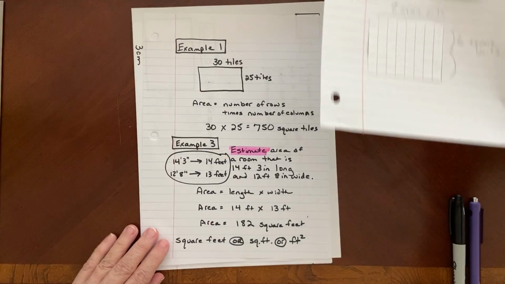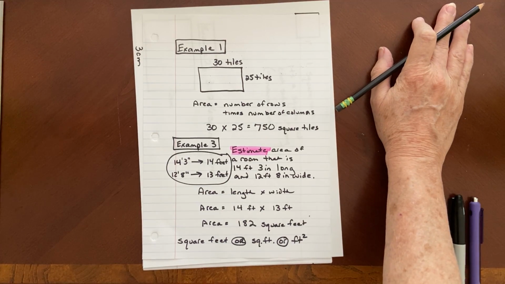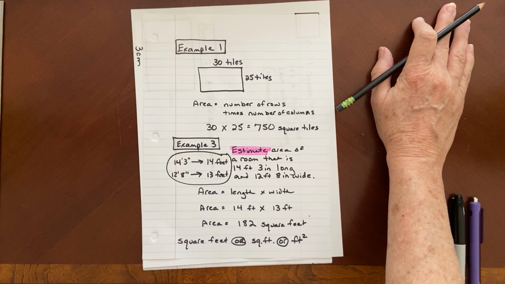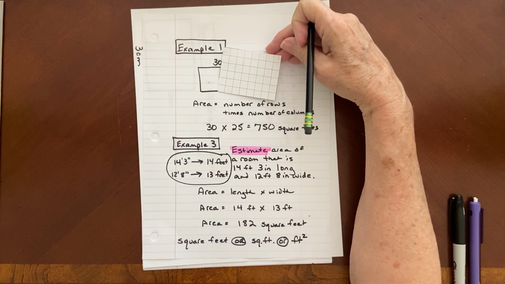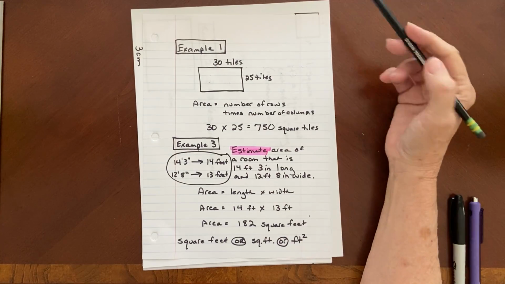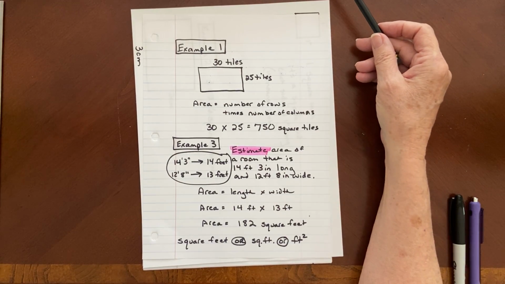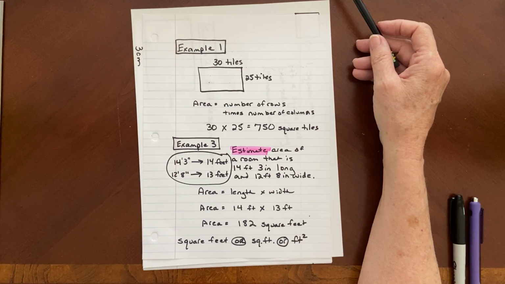Okay, so let's look at example 1. They say in a classroom, the floor was the shape of a rectangle and was covered with 1 foot square tiles. So it's kind of going to look like this again, isn't it? They didn't draw that out in the picture, but that's okay. It says the room was 30 tiles long and 25 tiles wide. What was the area of the floor?